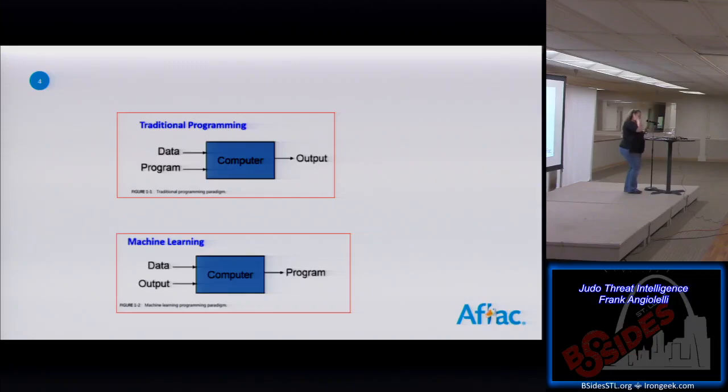...up in the computer, and you get output. For machine learning, you've got data. You have your output, which in most cases just means you have some labeled data. You put it all in, and you get a program, or in our case, an algorithm, that comes out of it.